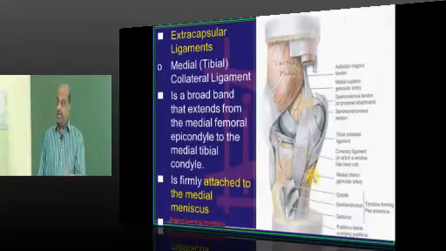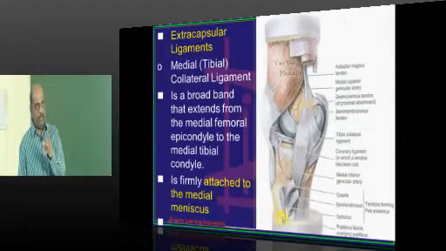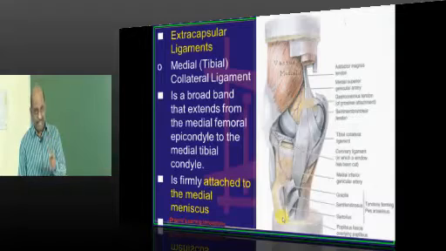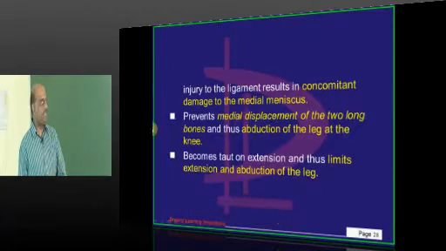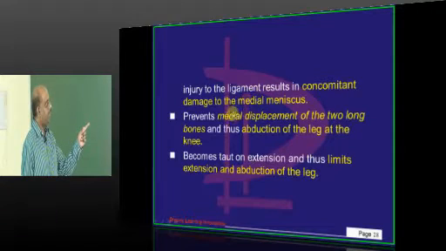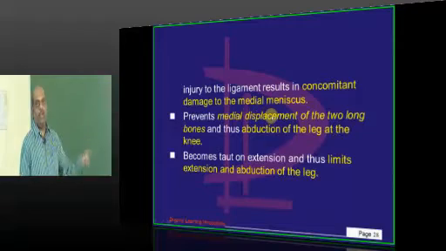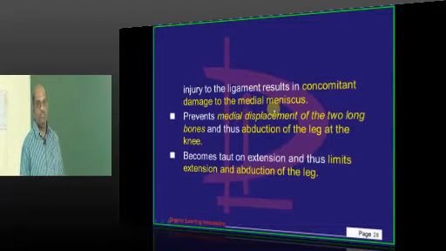There is one medial collateral ligament, which is also called tibial collateral ligament. What is the single most important point to remember about it? It attaches with the medial meniscus. Then any injury to the medial collateral ligament will also cause a concomitant injury of the medial meniscus.